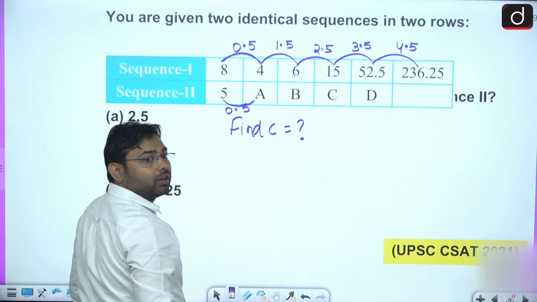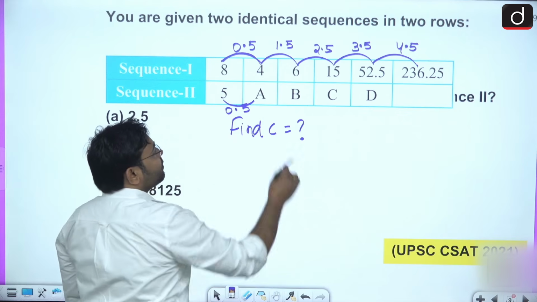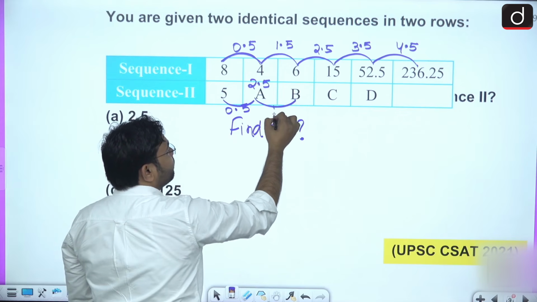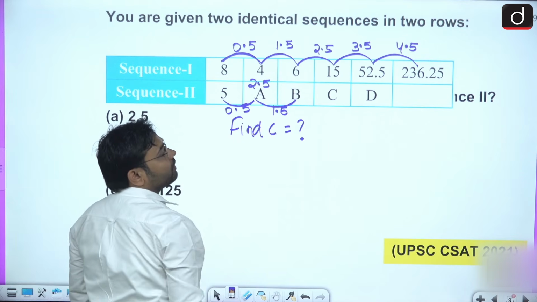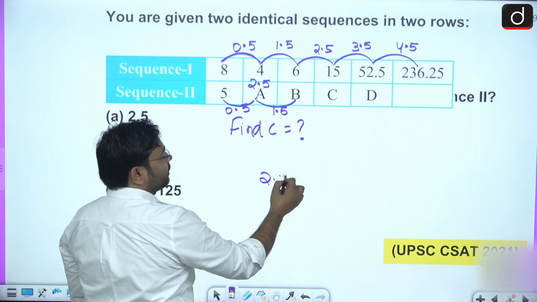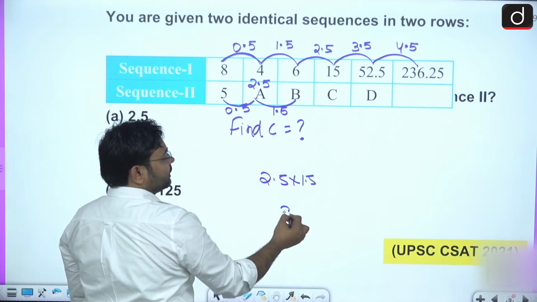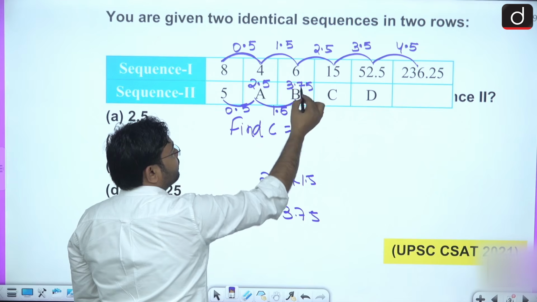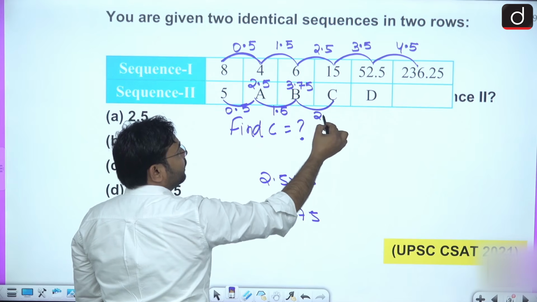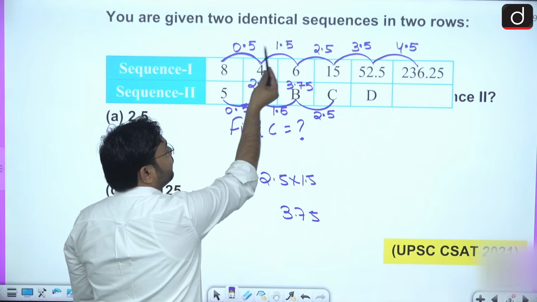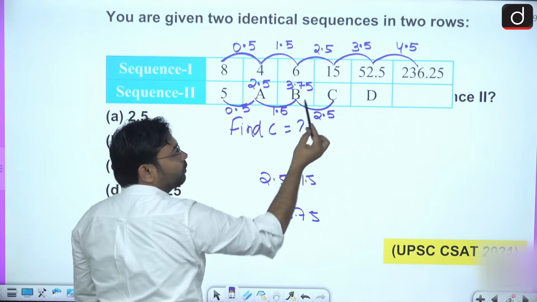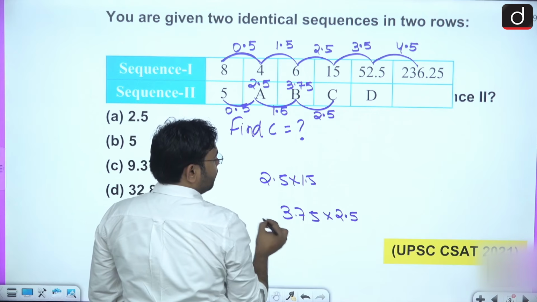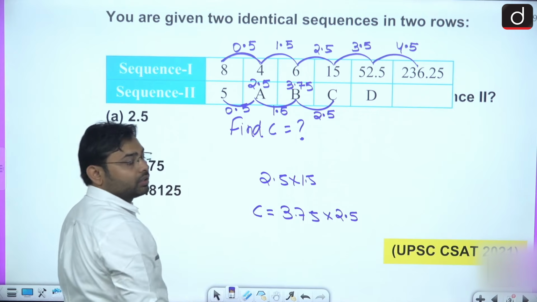And the same sequence, 5 into 0.5, same as in the sequence 1, 5 into 0.5, 2.5, then 2.5 into 1.5, 25 into 15, that is 375, so 3.75. Now this is into 2.5, 0.5, 1.5, 2. So 3.75 into 2.5 is equal to C.